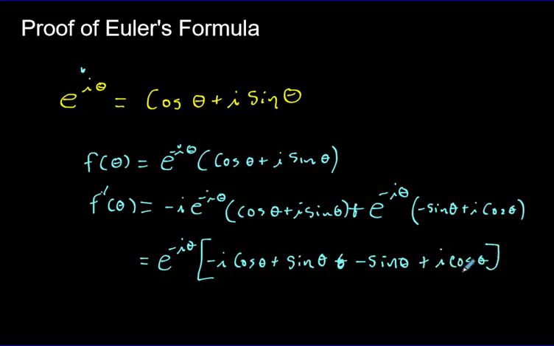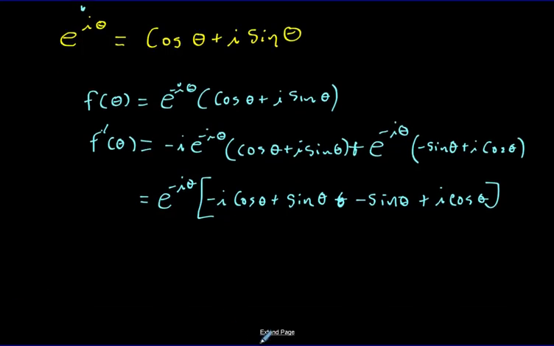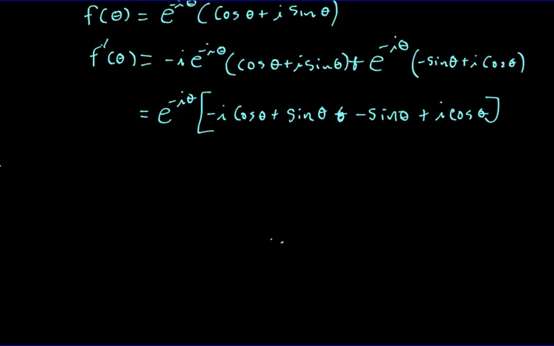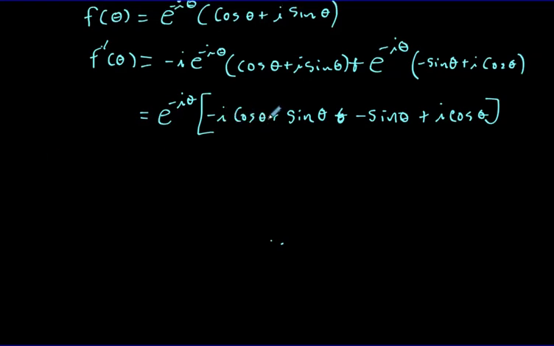Now look what happens inside of here. Negative i cosine θ and i cosine θ, those cancel out, right? Gone. And then these guys cancel out. So what does this end up being? This ends up being 0. So f prime of θ is equal to 0.